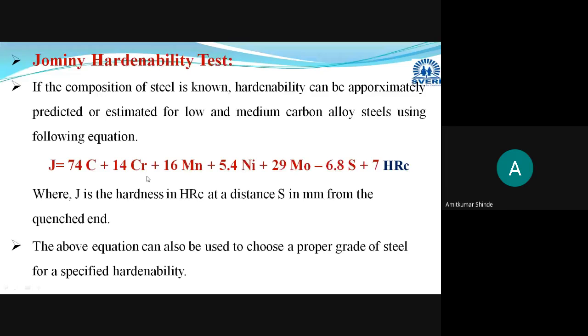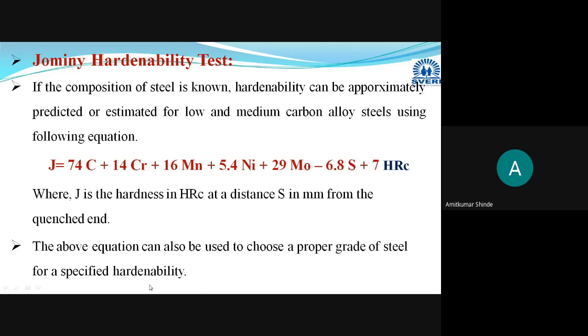Sometimes, if you are aware of the composition of the steel, then with the help of this equation, if all elements are known to you, you can put those values here. S is nothing but the distance in mm from the quenched end that you can take here, and the approximate value of the hardness is determined. Now, without conducting the experiment, this approximate value can be determined. And why is this determined? With the help of this, you can choose the proper grades of steels depending on the composition only, without performing the actual test.